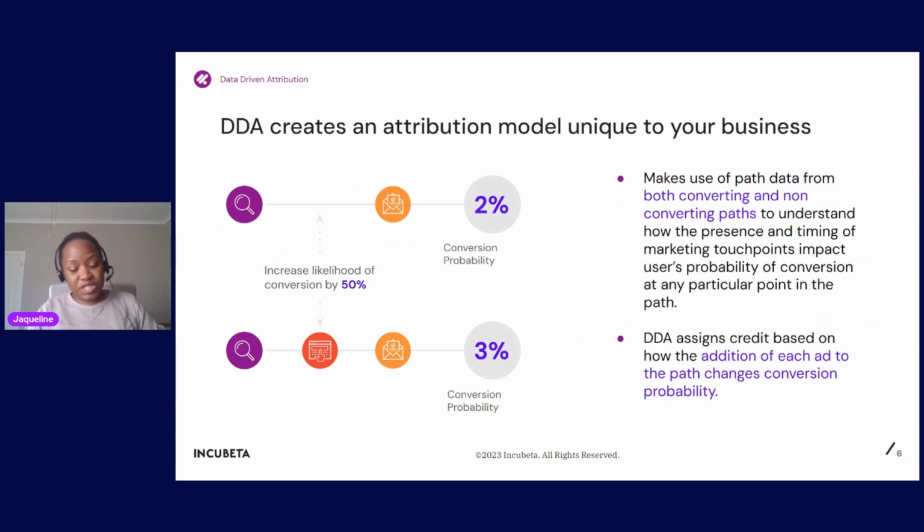Advertisers who switch to DDA typically see a 6% average increase in conversions. Here in this diagram, you can see that by including all touch points, we saw an increase in conversion probability or a 50% incremental impact.